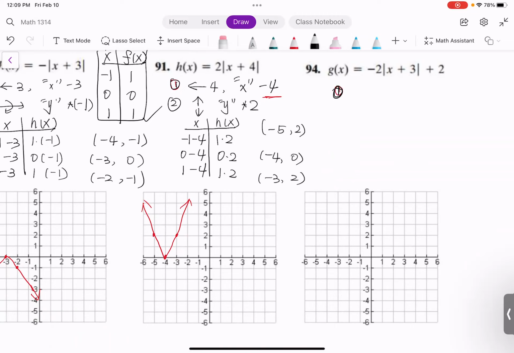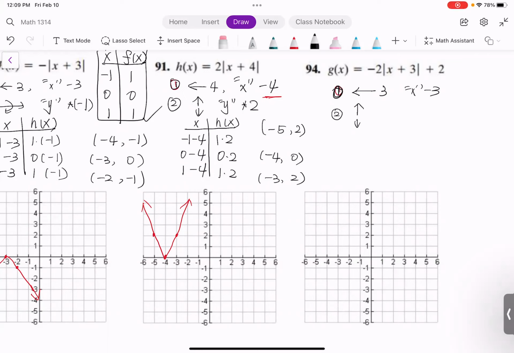From inside to outside. Inside, x plus 3. X plus 3 means going to the left 3 units. All the x minus 3. And then second, outside we have -2. That means vertically stretching by 2. And we have negative, that means flip along the x-axis.